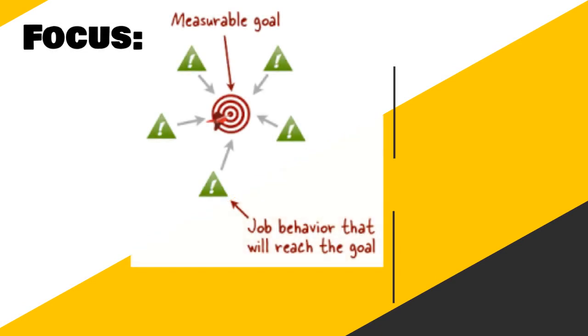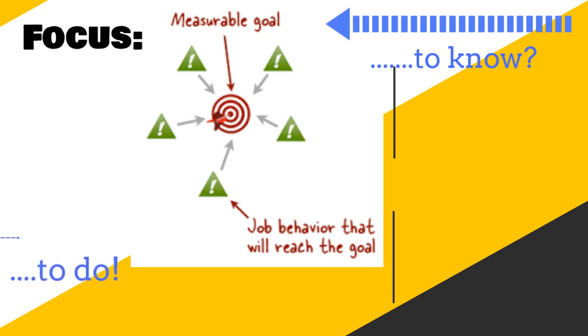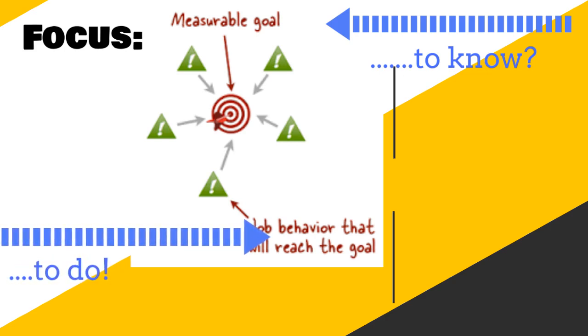Action mapping focuses on two major goals. First, what people need to know. This can be done by providing measurable goals, which stops way too much unnecessary information that doesn't support a clear objective. Second, what people need to do. These are the job behaviors that will reach the goal, or specifically actions that serve as a quick, effective, and visual way to design the e-learning experience.